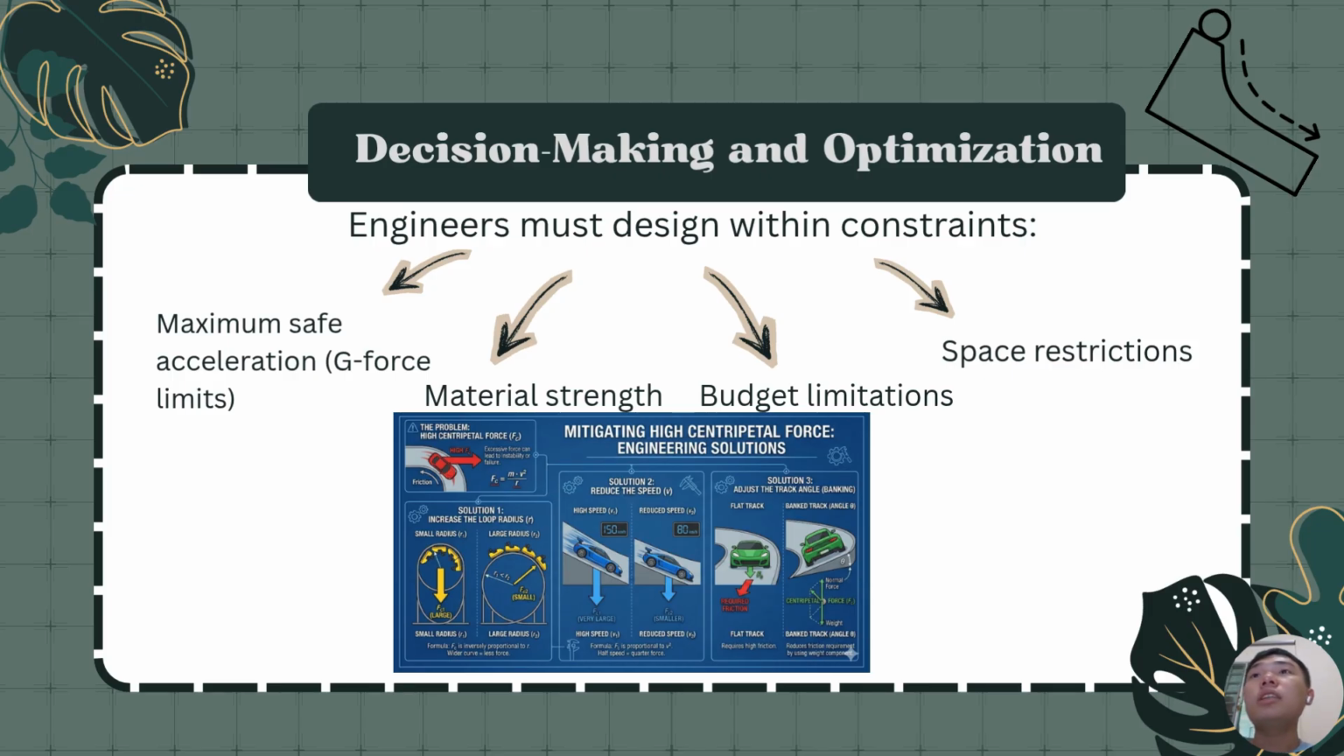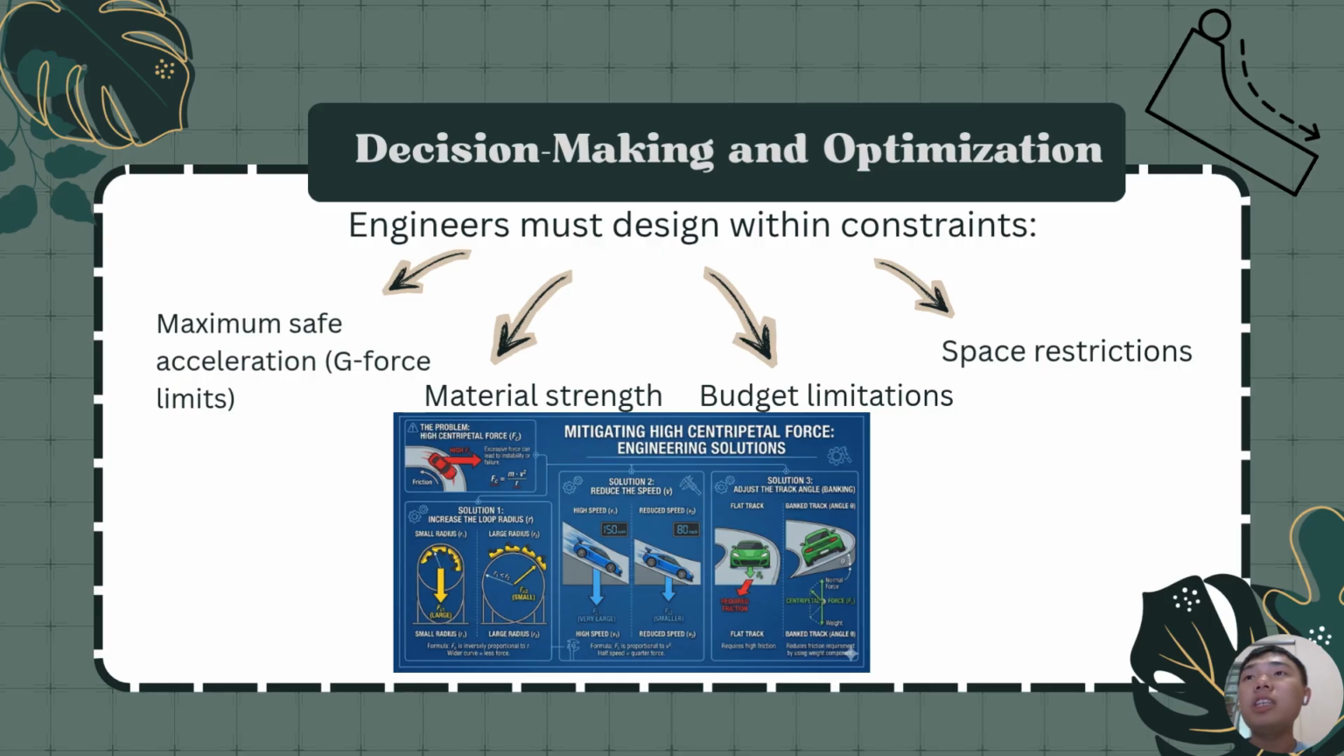Now, let us look at the role of vectors in decision making and optimization in roller coaster engineering. When engineers design a roller coaster, they must work within several important constraints, not just focus on excitement. First, there are G-force limits. If the coaster moves too fast or changes direction suddenly, it can be dangerous. Vectors help engineers analyze motion and control acceleration to keep the ride safe. Second, there is material strength. The track must withstand strong forces, especially during turns and drops. Vectors help calculate these forces to ensure the structure is strong enough.